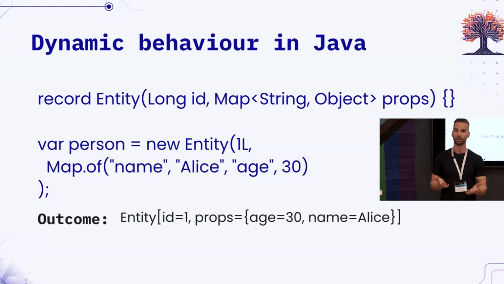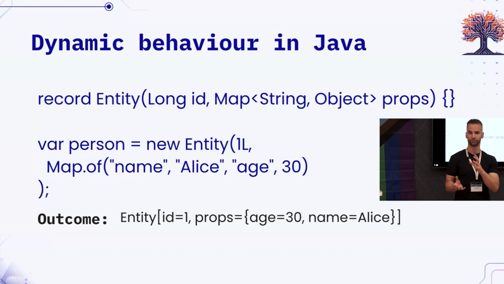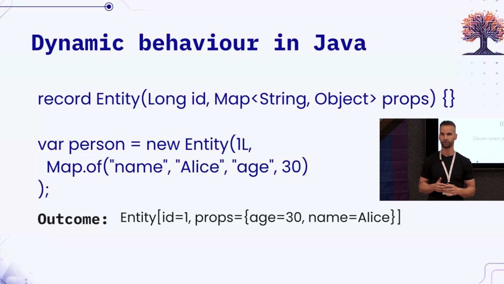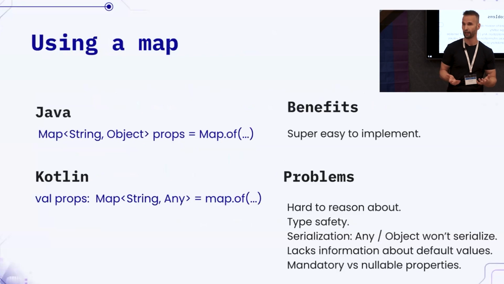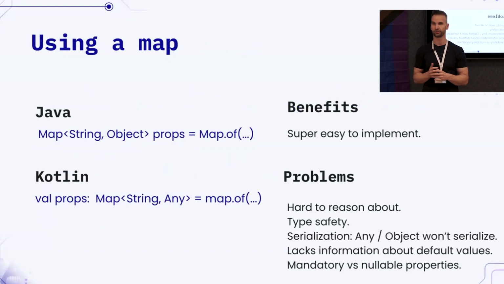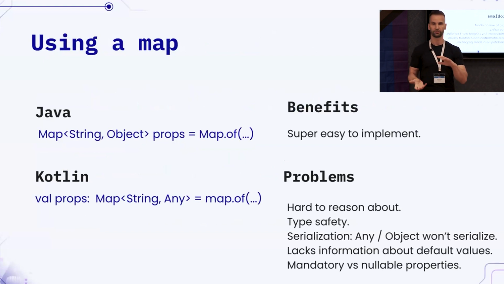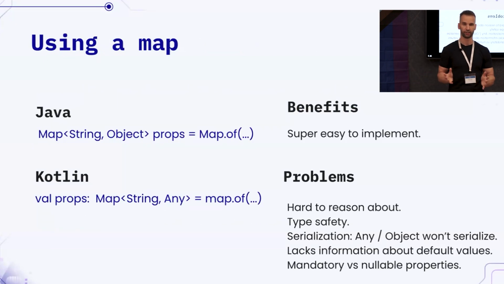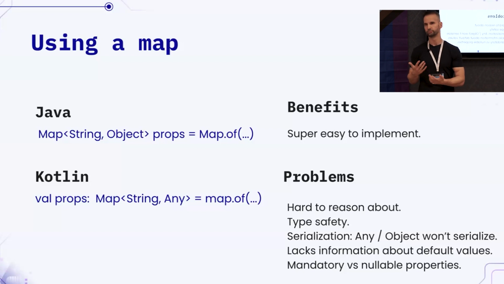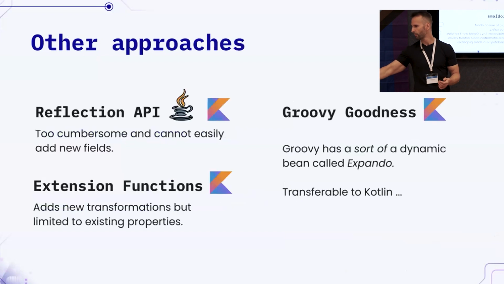Serialization is another problem. You can't just serialize anything. You need to be very specific and even provide custom serializer, right? So it's not that easy. However, using map is easy in both Java and Kotlin. The syntax is pretty much the same. The benefits are just maybe the ease of implementation, but then the downsides are obvious. So you can't really reason about that, serialization, type safety, not to speak about things like which fields are mandatory, which are optional. And so I had to dig a bit deeper.